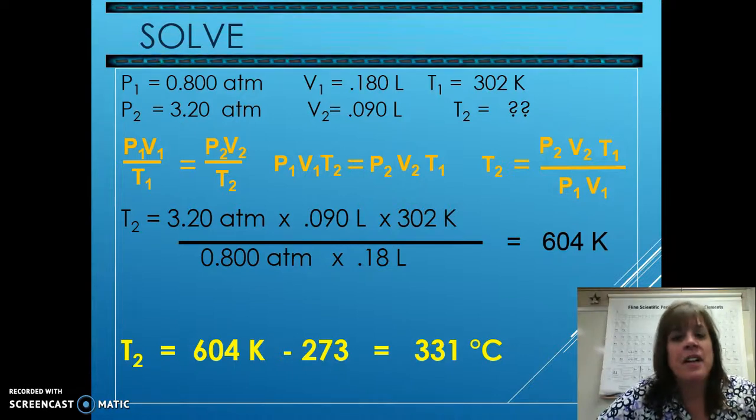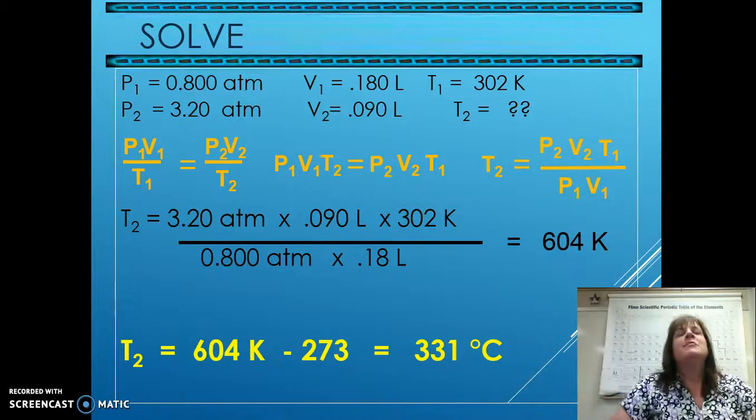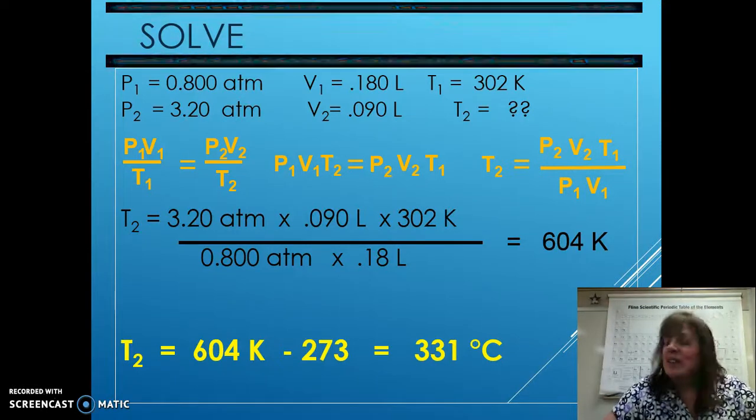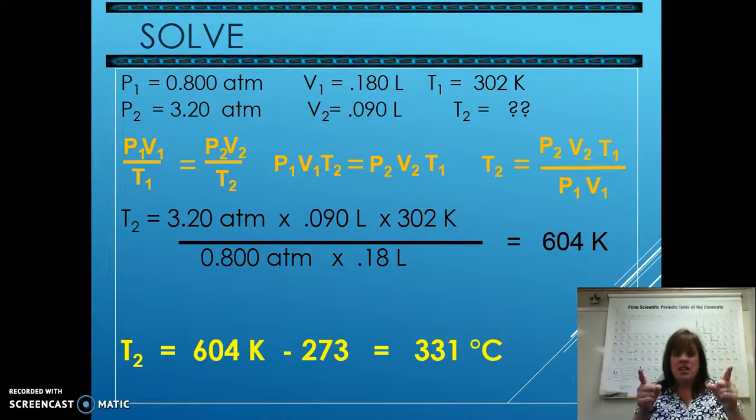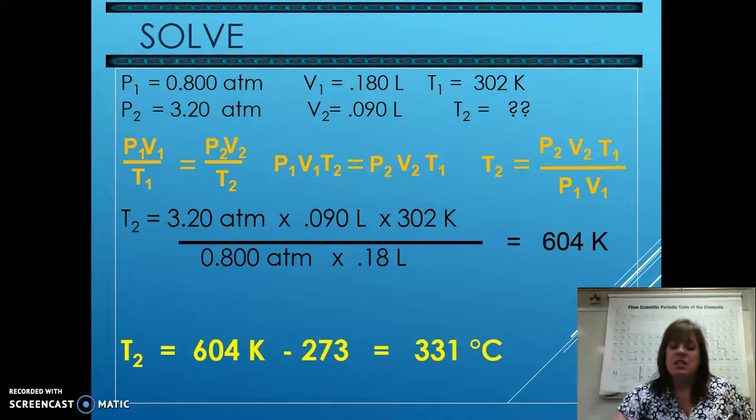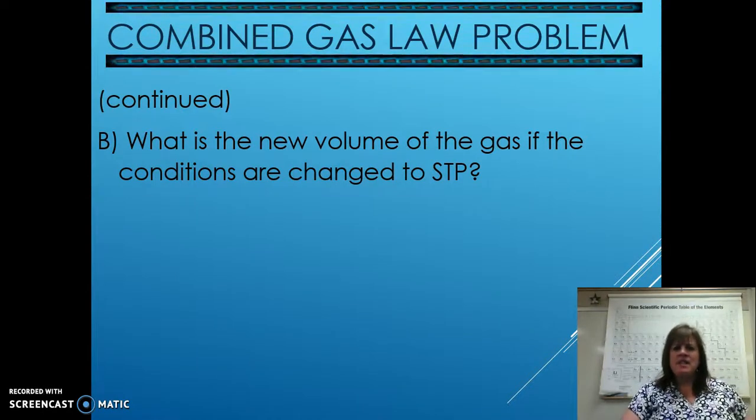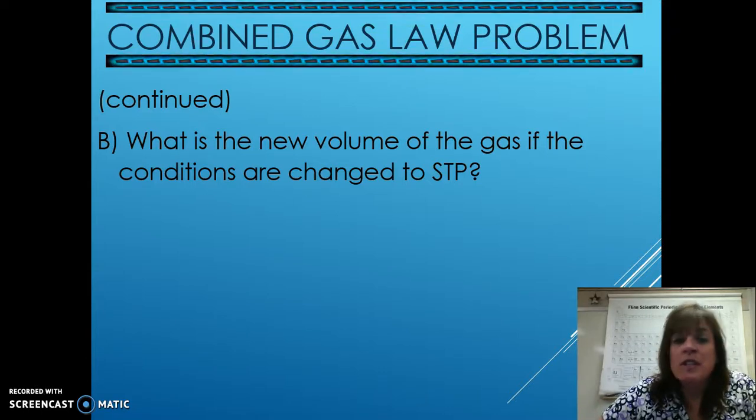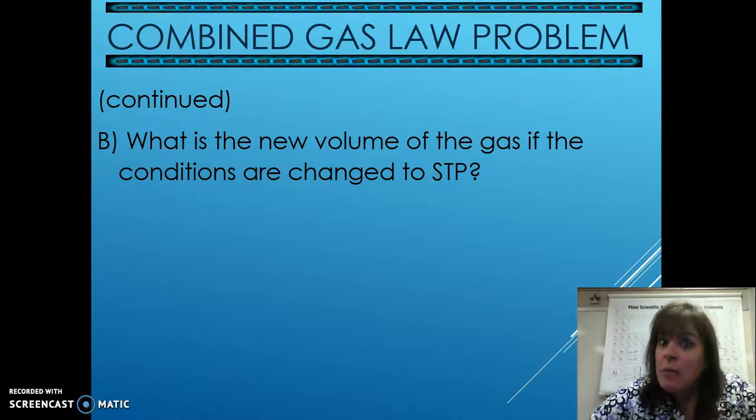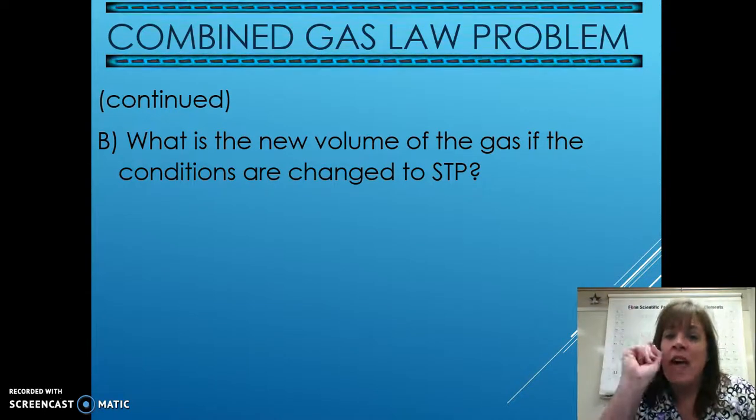That's the answer. Again, you can't work in Celsius. You have to work in Kelvin. Make sure you work in Kelvin or you won't get the right answer. All right, same initial conditions, but our second conditions, our pressure, volume, and temperature 2, are now going to be changed to STP. What does that mean, STP? So hopefully you have in your notes that standard temperature is 0 Celsius, which is what in Kelvin? 273, and standard pressure is 1 atmosphere.